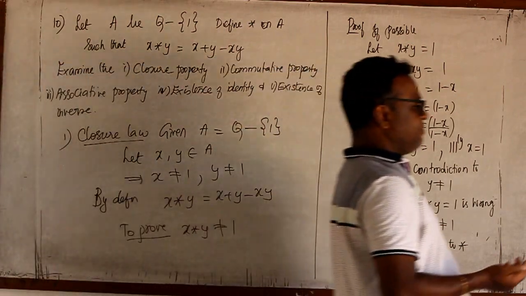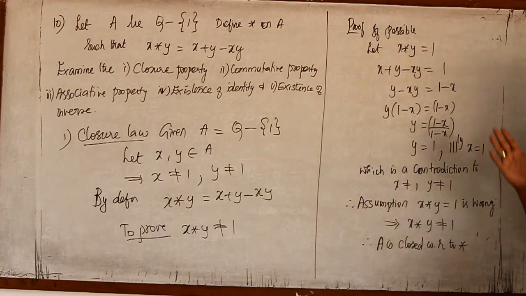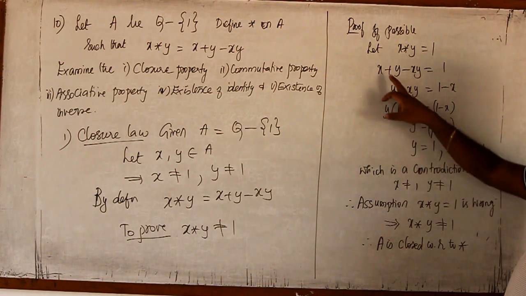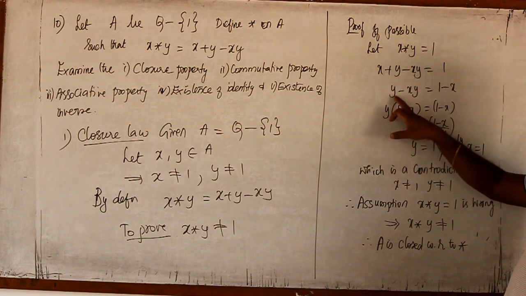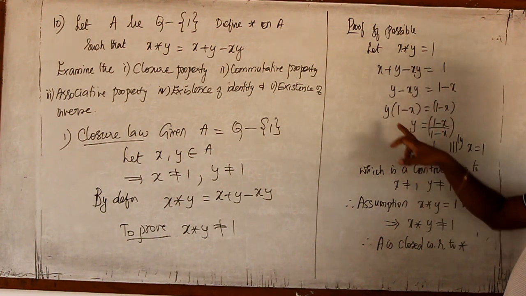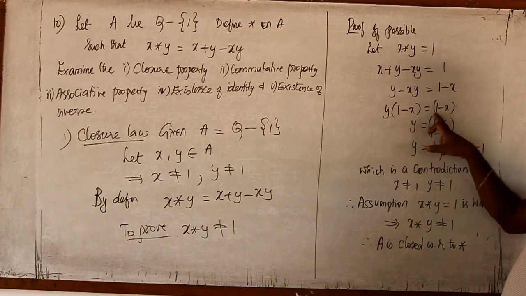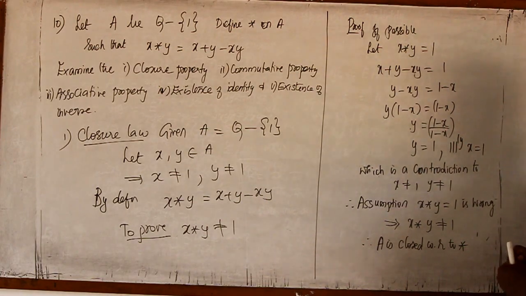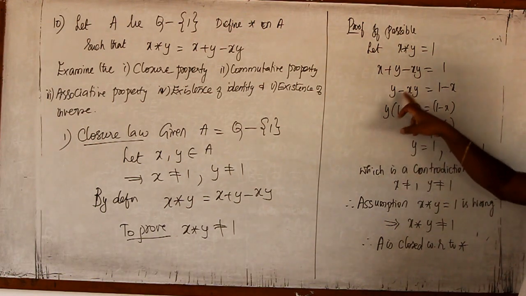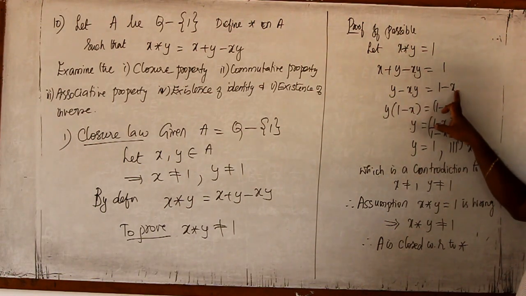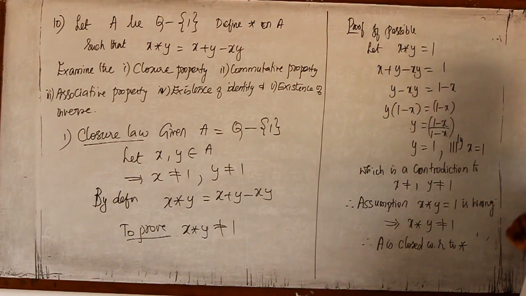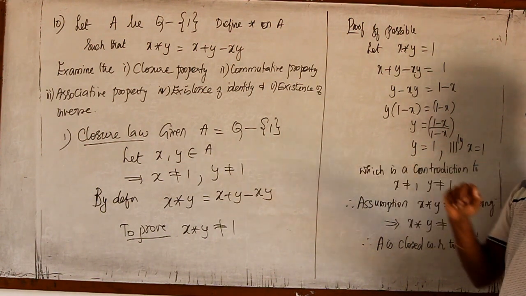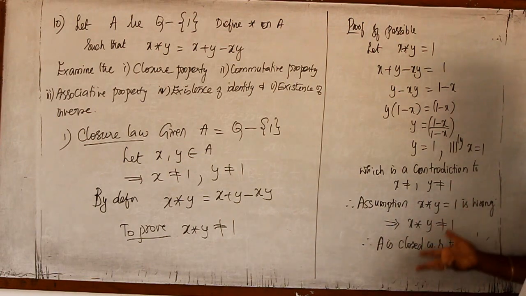Let me take it the other way. Suppose I take x star y equal to 1, then what will happen? x plus y minus xy equal to 1. Taking x to the other side, y minus xy equal to 1 minus x. If I take y as a common term, then y into 1 minus x equal to 1 minus x. When I take 1 minus x to the other side, y becomes 1. Both get cancelled. Similarly, if I take y to the other side, I will get x equal to 1. That means this is a contradiction to our assumption that x is not equal to 1 and y is not equal to 1. That means our assumption is wrong.